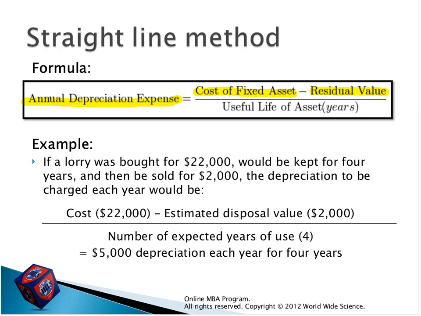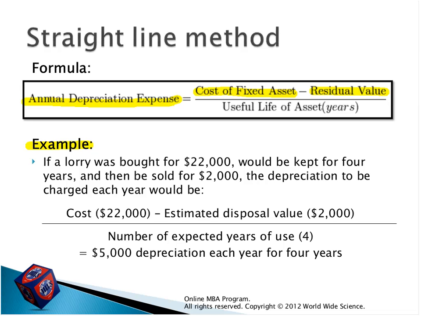So, here is an example. A lorry, a motor vehicle, was bought for 22,000 USD. This is the original cost, or cost of fixed assets as we call it. It would be kept for 4 years in the company, and then be sold for 2,000 USD. So we have already bought the lorry, and we are going to use it in the company for 4 years only, and then sell it for 2,000.